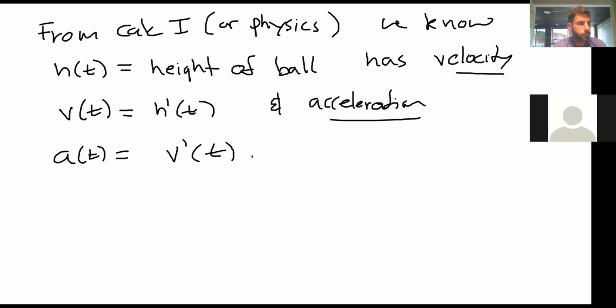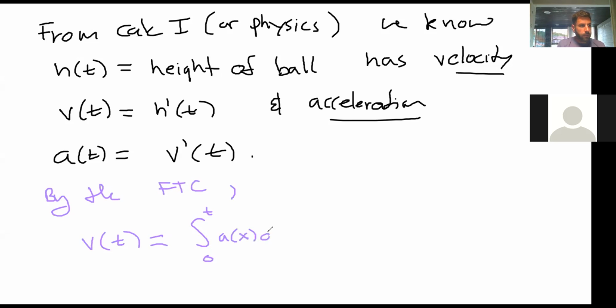So let's do that. By the FTC, we know that the velocity is the integral from 0 to t of the acceleration. Let's say a(x) dx, which becomes the integral from 0 to t of negative, let's use 32 dx, which becomes negative 32x evaluated from 0 to t, which equals negative 32t minus 0. The 0 goes away, so we'll just ignore it.